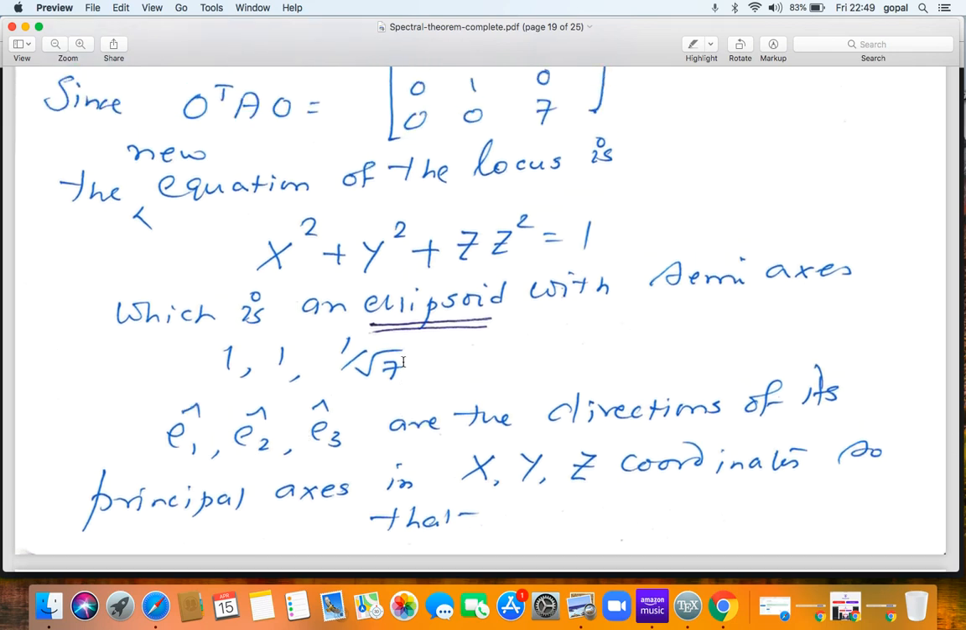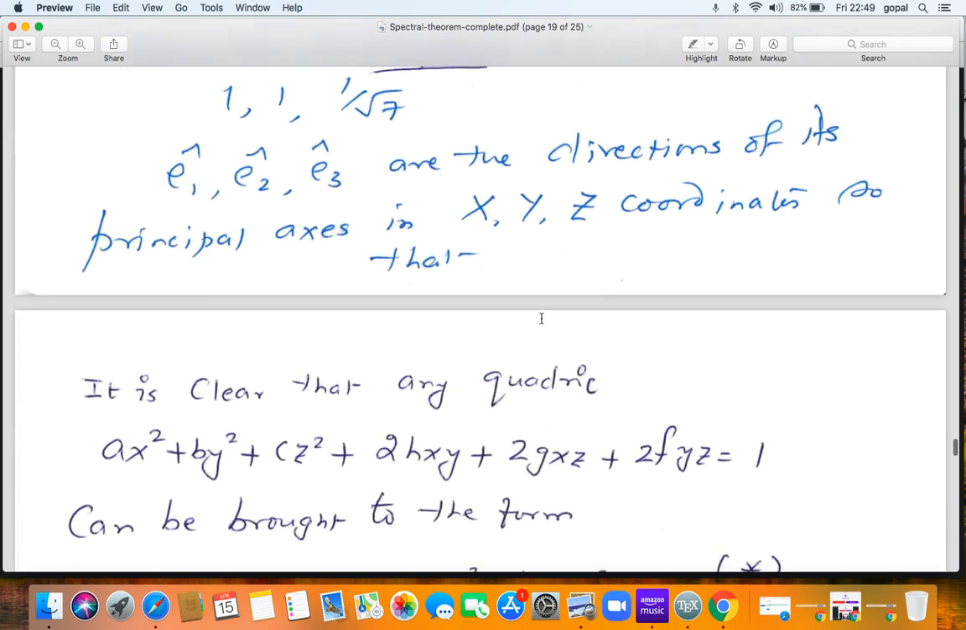So finding eigenvalues and eigenvectors for a real symmetric matrix tells you many things. If you construct the locus x transpose AX equal to 1, you can decide what kind of locus it is. Is it an ellipsoid? Is it a hyperboloid of 1 sheet? Is it a hyperboloid of 2 sheets? What exactly is it? That is a kind of question you can answer. In the case of an ellipsoid, you can find the volume of the ellipsoid and so forth. So these are some nice applications of the spectral theorem to geometry.